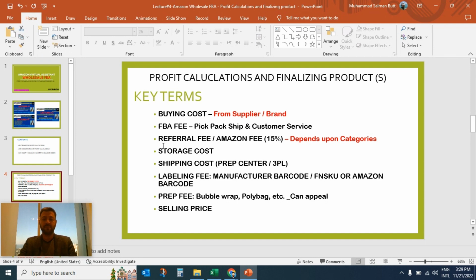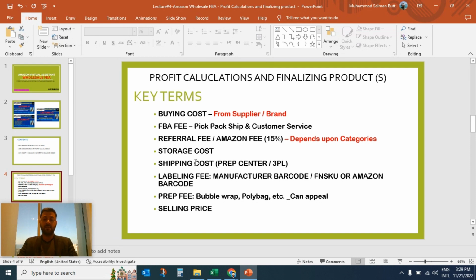Then comes the referral fee, which is also known as the Amazon fee. This is again a fee that we will be paying to Amazon for selling on the Amazon platform. Then there is a storage cost that we may have to pay to Amazon for storing the products in their warehouse. Then comes shipping cost. This is the cost which we will have to pay for sending our inventory to the Amazon FBA warehouse.